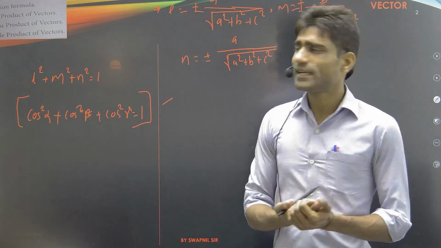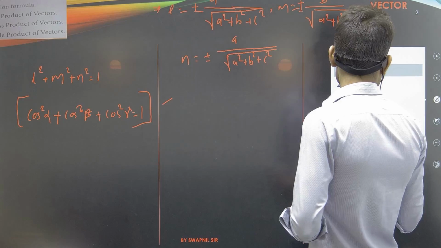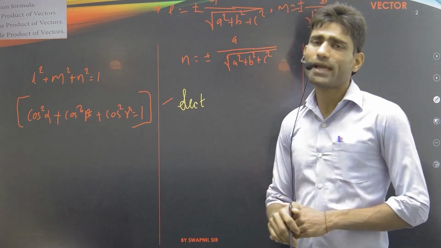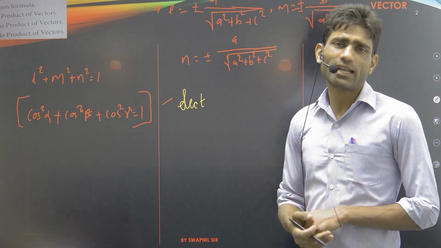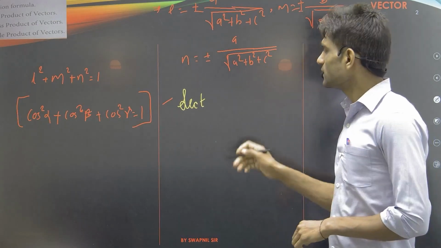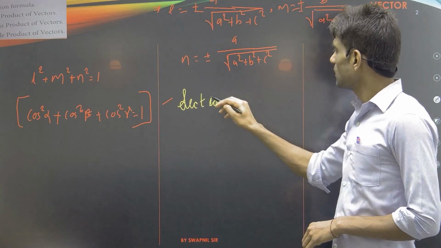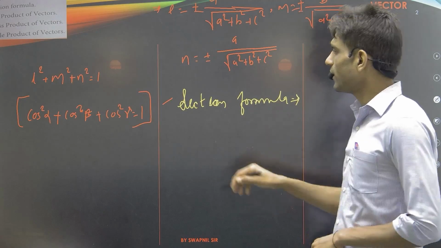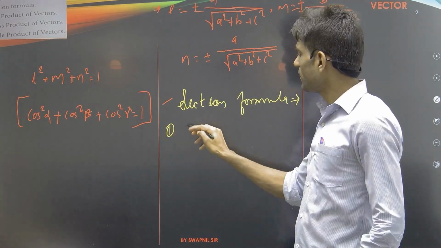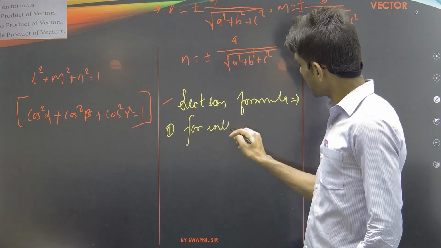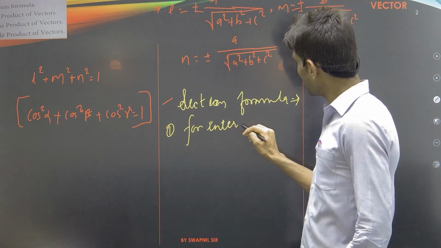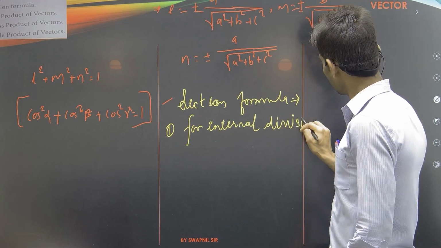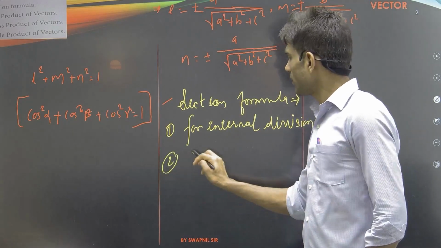Now what is the section formula for vectors? It is a very important result. Every year it is quite probable that a question on the section formula comes in your exam. We have the section formula in two ways: first for internal division, and the second for external division.